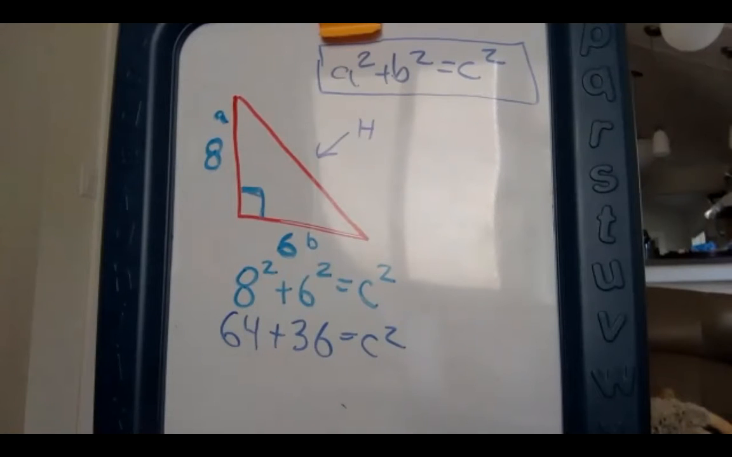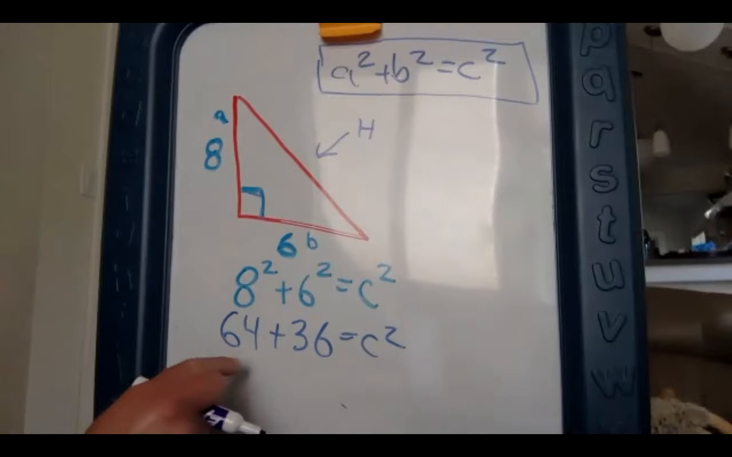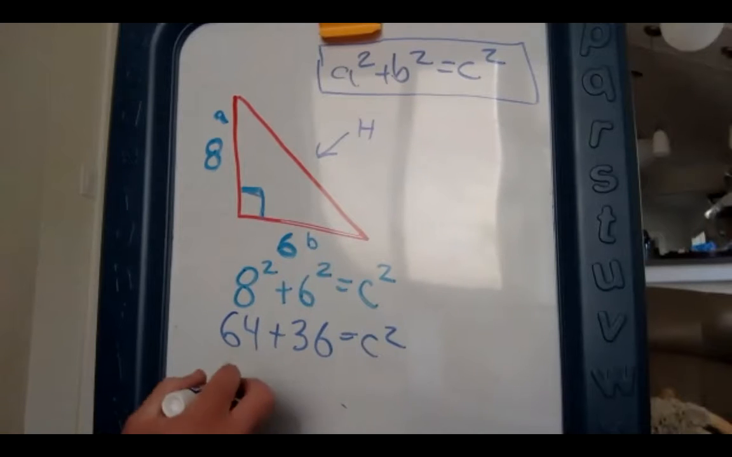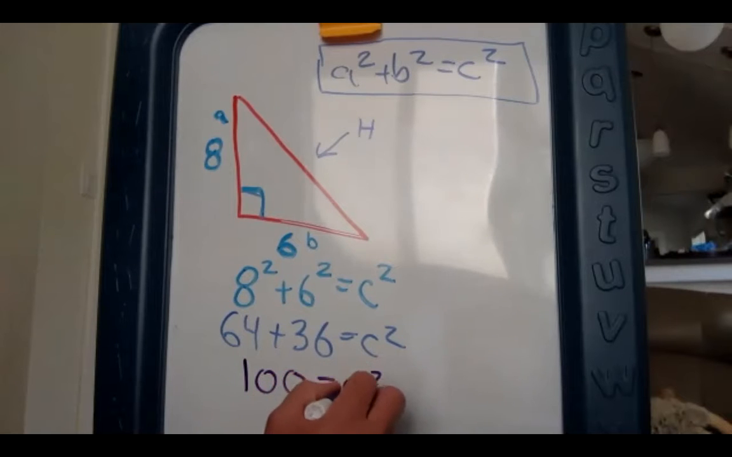Okay, so now I'm going to go to the next step, and the next step is to add what we have here. And if you add 64 and 36, you're going to get 100. So 100 equals c squared.